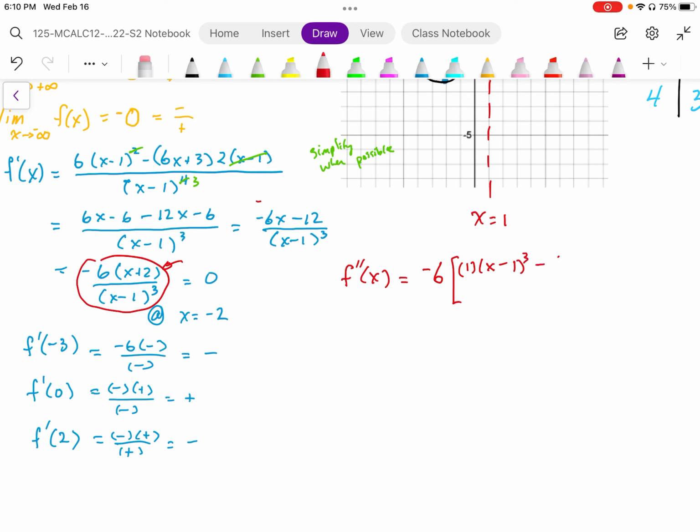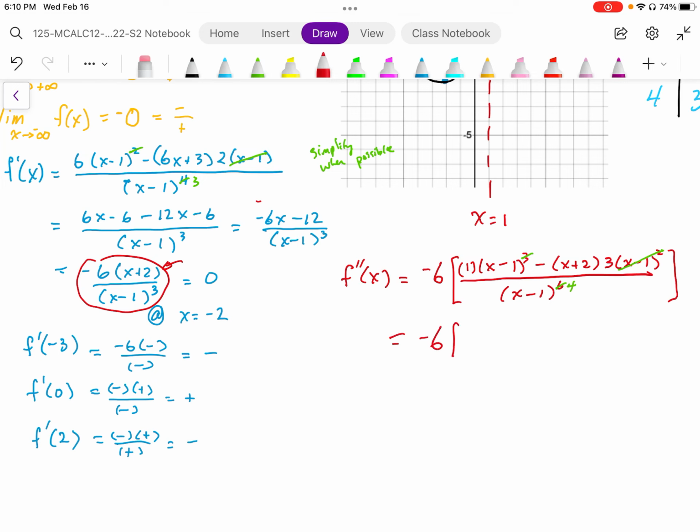Applying the quotient rule, I'm going to end up with x plus 2, 3x minus 1 to the power 2. And that's all over the denominator squared, so I'm going to end up with x minus 1 to the power 6. Now that's a pretty big power, but we want to simplify when possible. I've got a common factor of x minus 1 squared. So that's going to simplify. And we always want to simplify this because we're going to deal with much simpler terms when we do this.